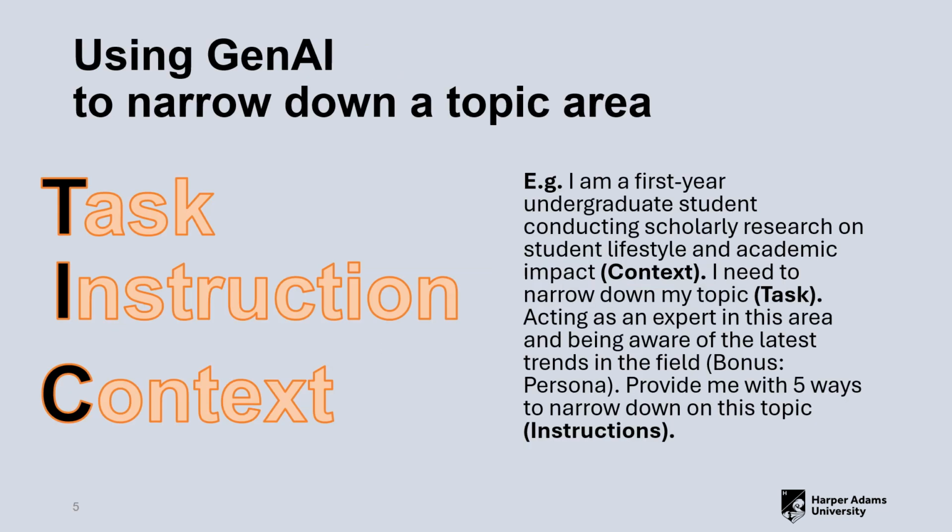If you haven't been given a research question, or your assignment task is to explore a topic and/or generate a question of your own, I'd suggest using generative AI to help you generate some ideas to get you thinking. If you use the TIC framework and are careful with your phrasing, you can successfully narrow things down. Here I have used the task, that I need to narrow down my topic, the instruction, to provide me with 5 ways to narrow down on this topic, and the context.